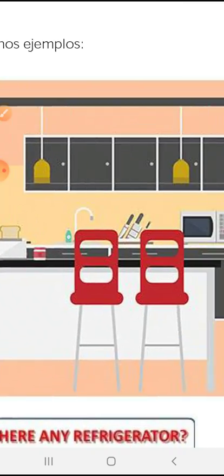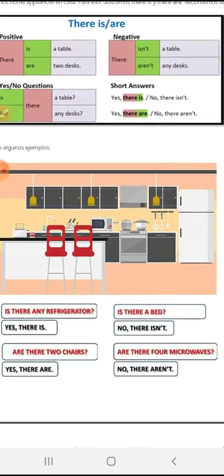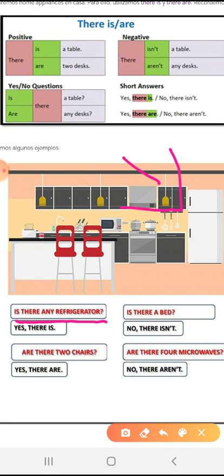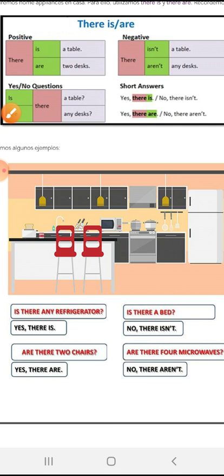Analicemos algunos ejemplos. Vamos a ver esta picture. Let's see this picture, okay? Aquí va la pregunta que estamos haciendo. Pay attention here. This is the question that we were asking. Is there any refrigerator? Yes, there is. Esta es la respuesta corta, okay?